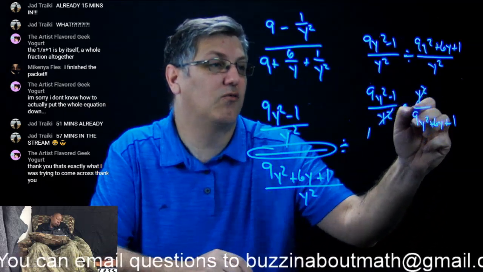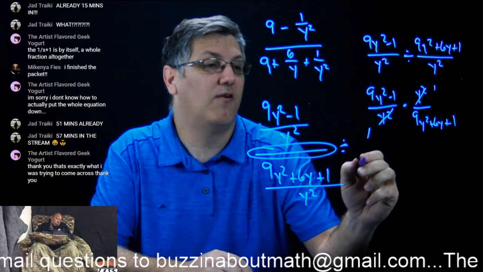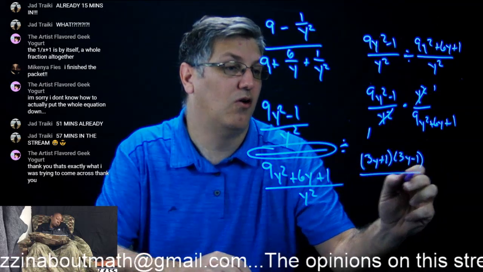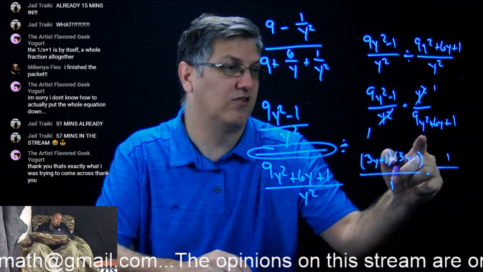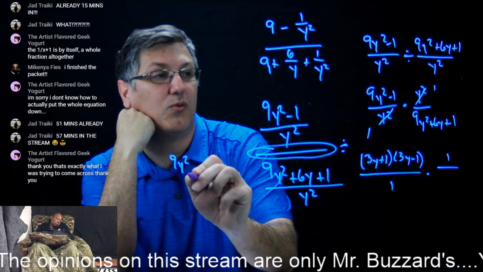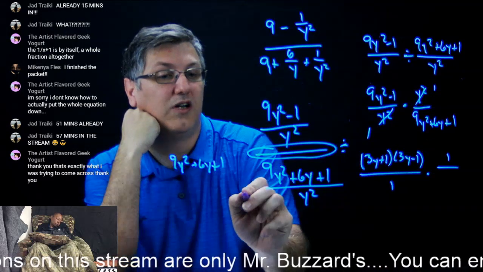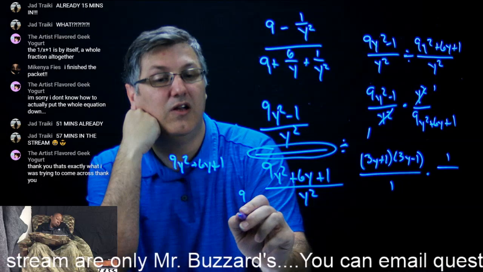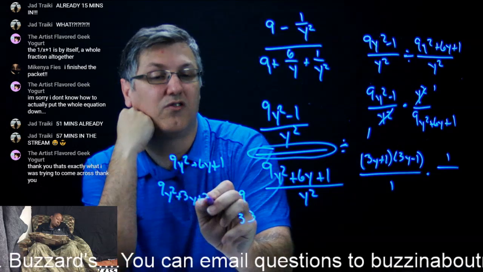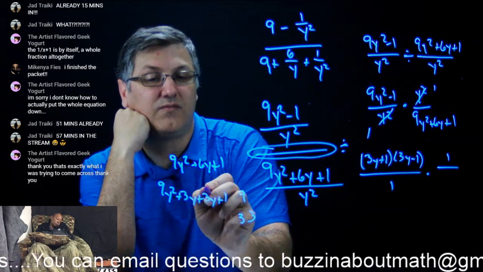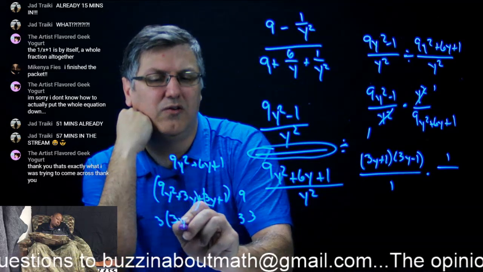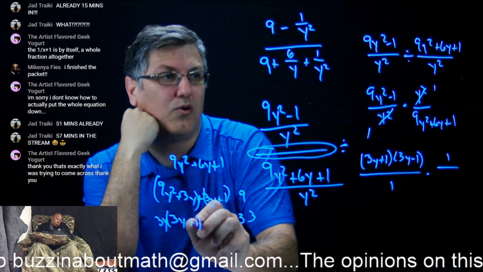All right, from here, I'm going to reduce to simplify. This y squared and this y squared both go to 1. This top part factors to 3y plus 1 times 3y minus 1. Side note, let's factor 9y squared plus 6y plus 1. That's going to be 3 and 3, so 9y squared plus 3y plus 3y plus 1, which gives me 3y plus 1.